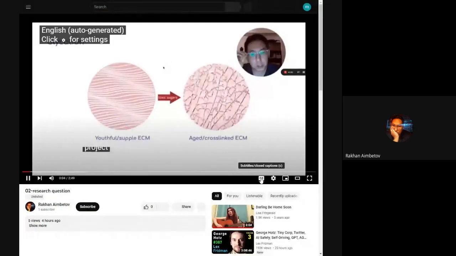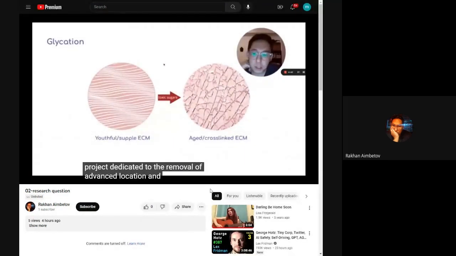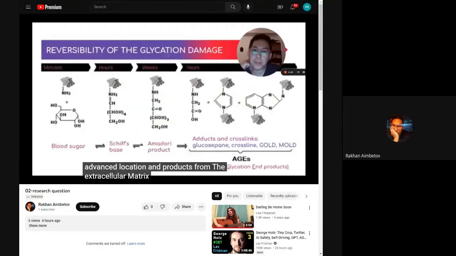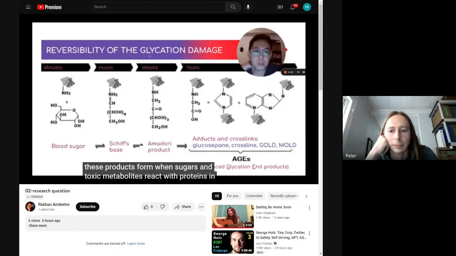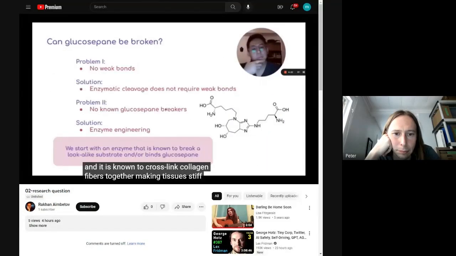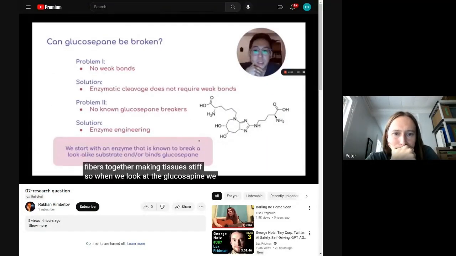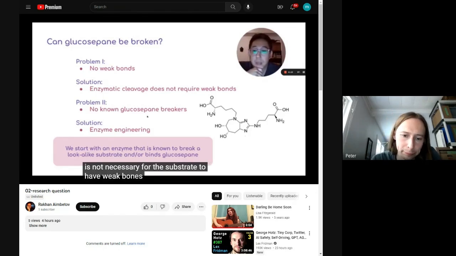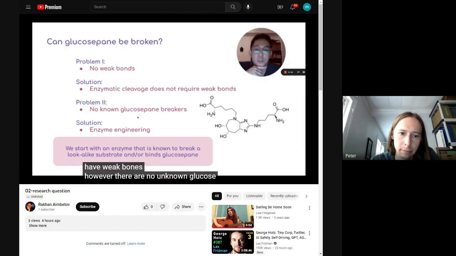We are a project dedicated to the removal of advanced glycation end products from the extracellular matrix. These products form when sugars and toxic metabolites react with proteins in the matrix. One of them is called glucosepane, and it is known to cross-link collagen fibers together, making tissues stiff. When we look at glucosepane, we see that it does not have weak bonds. However, to be enzymatically cleaved, it is not necessary for the substrate to have weak bonds. However, there are no known glucosepane breakers.